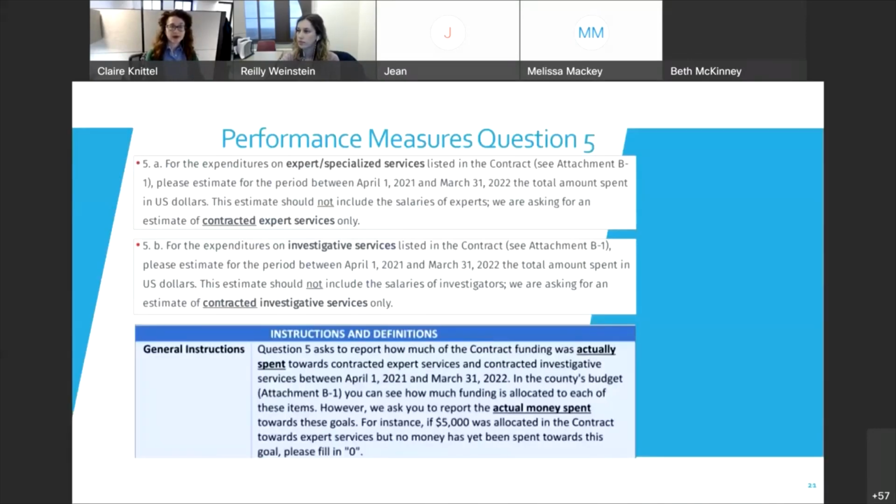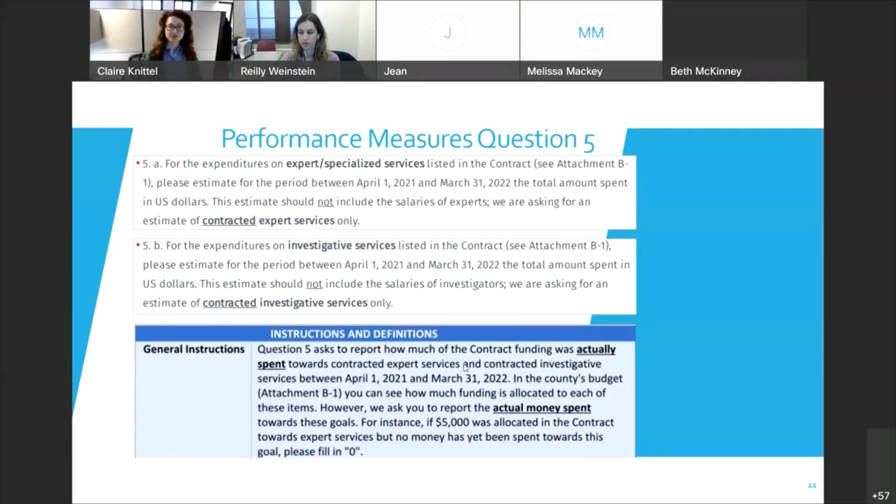All right, so I know you were all just waiting eagerly to talk about questions 5 and 6. So here we go. Performance measure question 5 says, for the expenditures on investigative services listed in the contract, please estimate for the period between April 1st, 2021 and March 31st, 2022, and I'll combine them here, the total amount spent in US dollars for expert specialized services and investigative services.